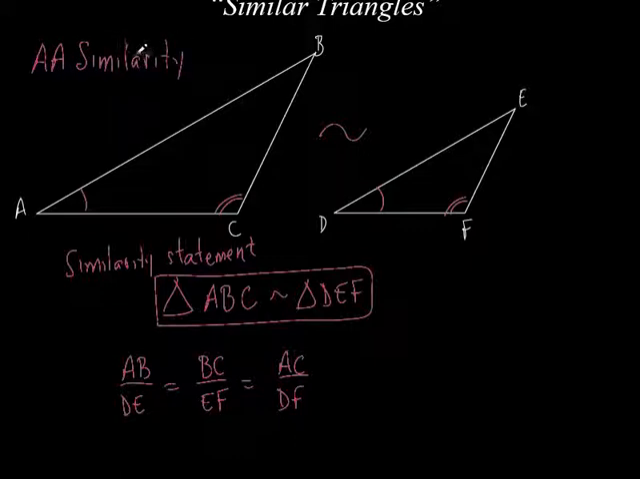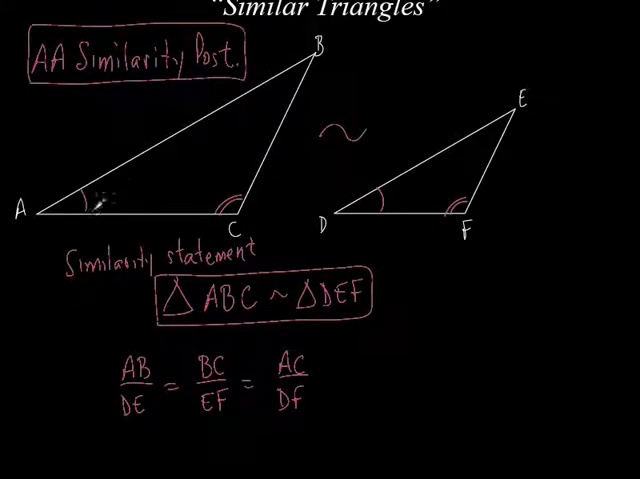Did I spell that right? Similarity. Yep. Similarity and then postulate. I'll just shorthand it. Put P-O-S-T. All right. That is the name of this theorem right here that says that if two angles of one triangle equal two angles of another triangle, those two triangles are similar to each other. We call it the angle-angle similarity postulate.